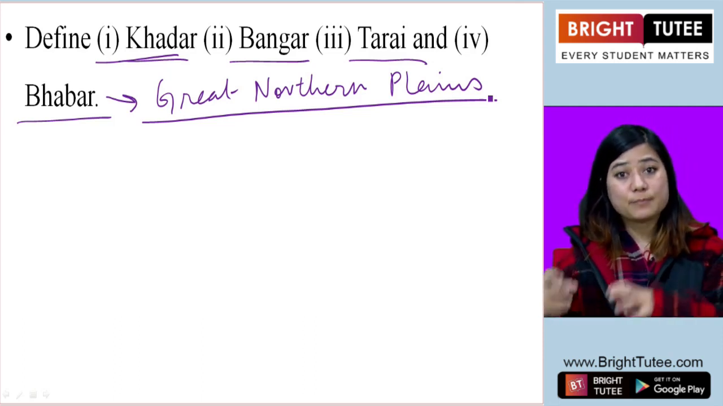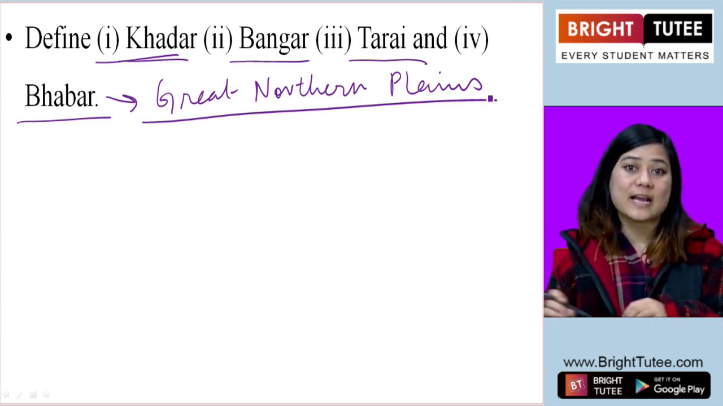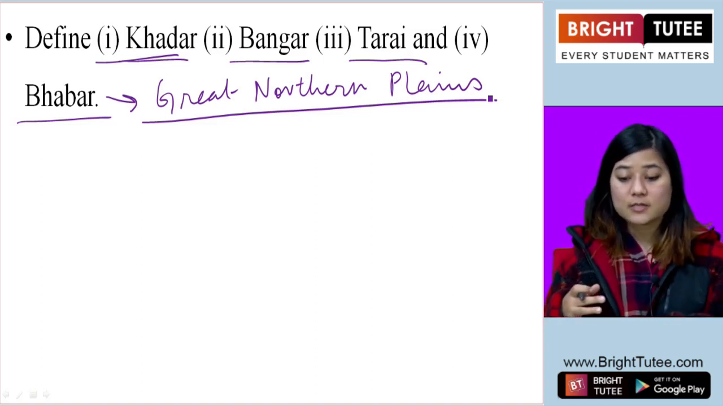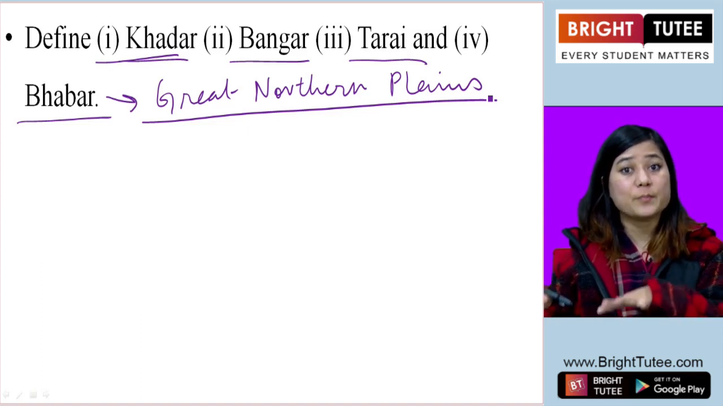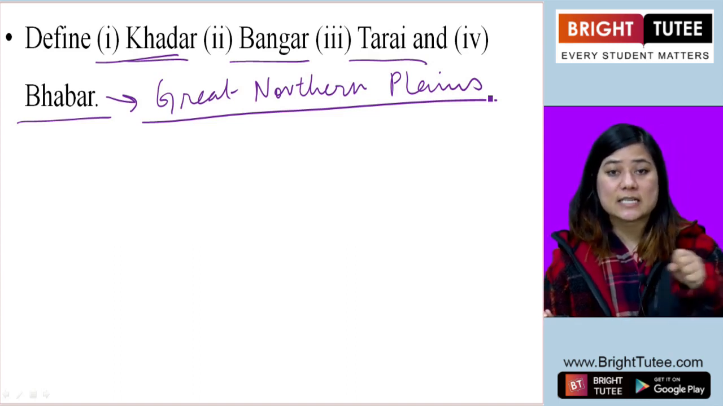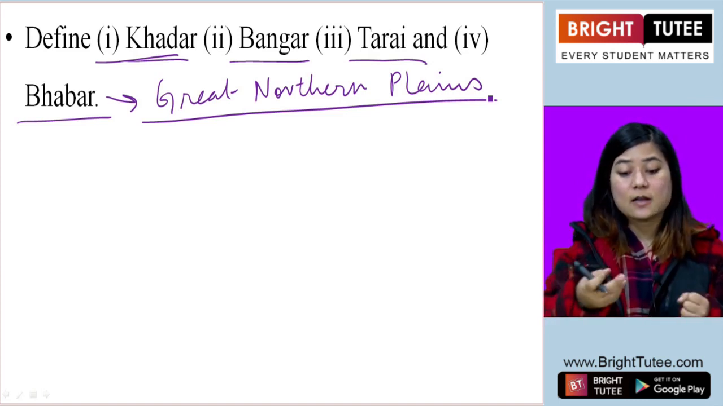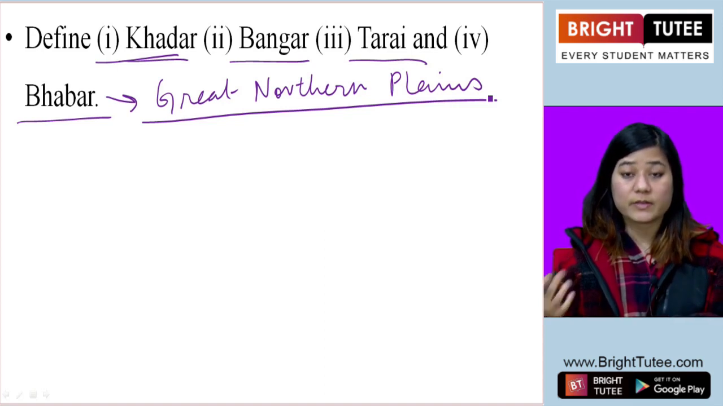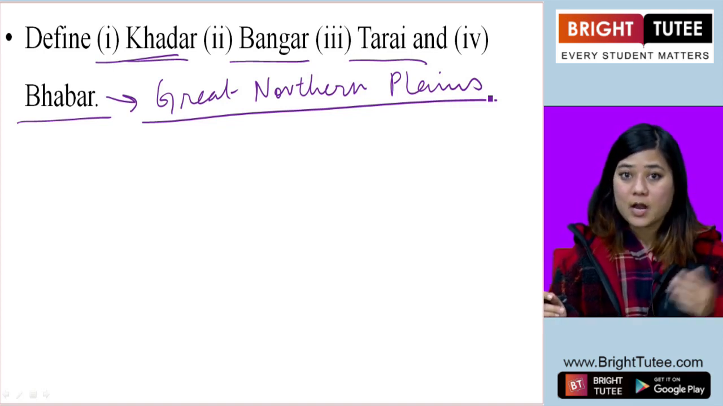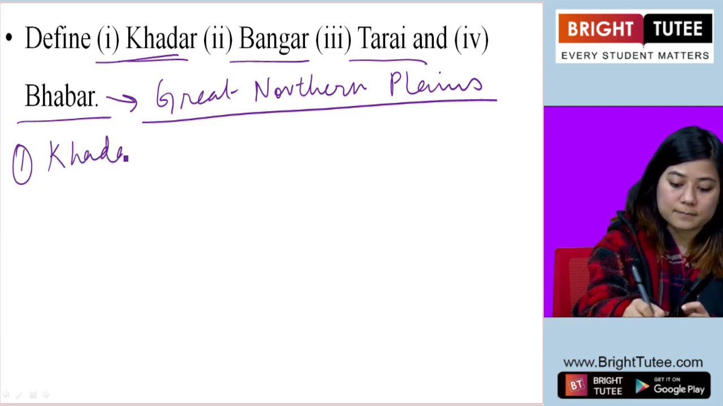But how it is deposited is also very unique. Not every part will have fertile soil. Some will have pebbly soil, some will have wet soil, some will have very fertile and dry soil, perfect for cultivation. According to the deposit of the silt, clay, etc. brought by the rivers, which is also called alluvium, these different kinds of soil are formed, and they are called khadar, bangar, tarai and bhabar. Now we have to define what they are. The first one is khadar.